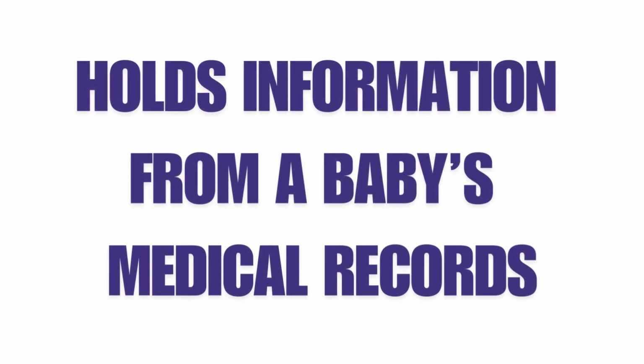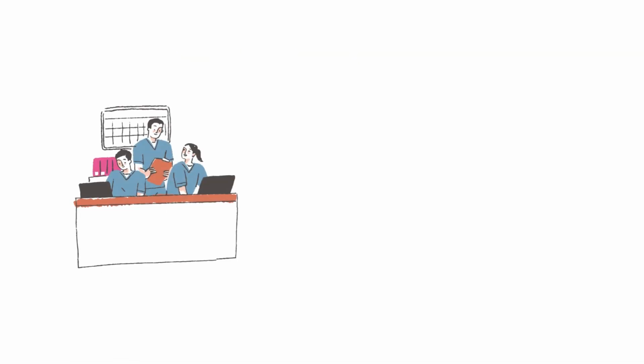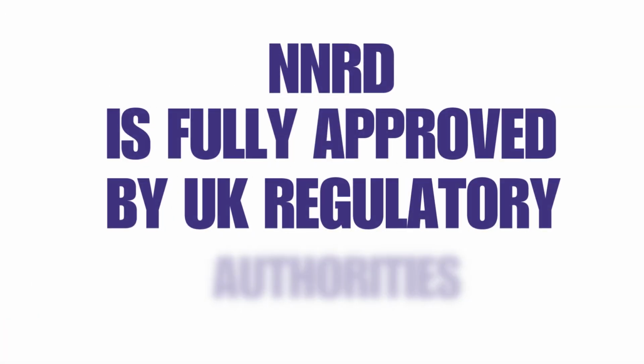The NNRD holds information from a baby's medical records about, for example, how early they were born, their weight and sex, if they were ill, and what treatments they received. Babies' names are not recorded, which means that those who have access to the data will not know the identities of the babies. The NNRD is fully approved by UK regulatory authorities.